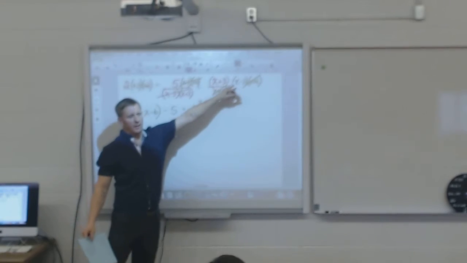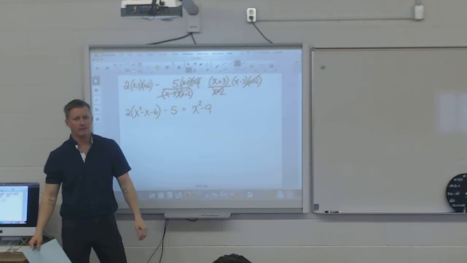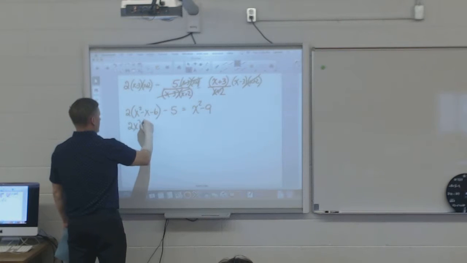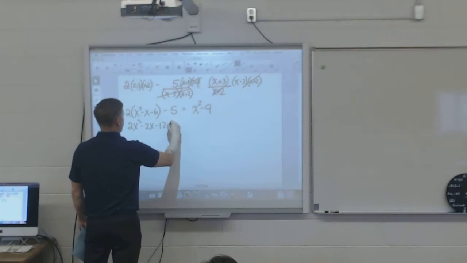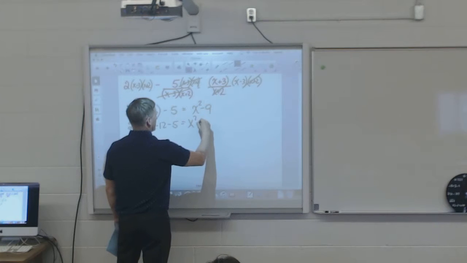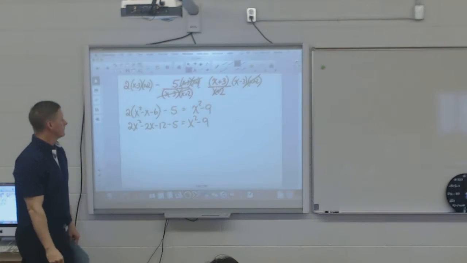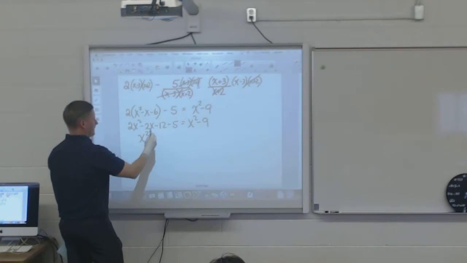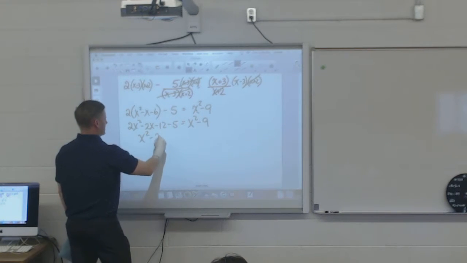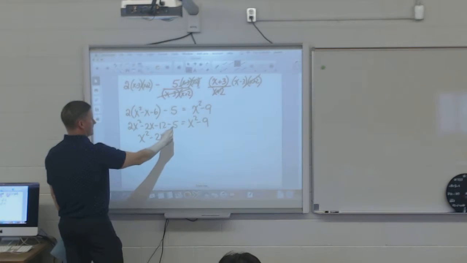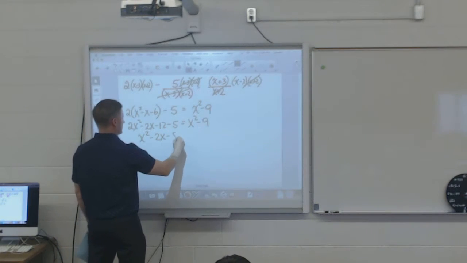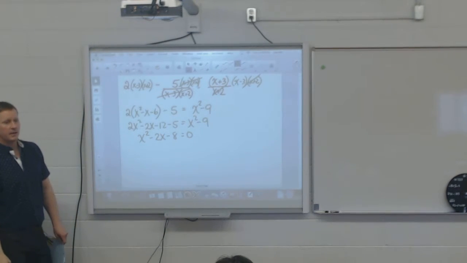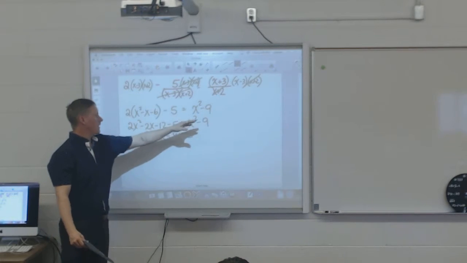That's difference of squares there, right? So x squared minus 9. Multiply my 2 through: 2x squared minus 2x minus 12 minus 5 equals x squared, subtract 9. Get everything to one side: x squared minus 2x, that's minus 17, add 9 gives me minus 8 equals 0. That's just collecting like terms, subtract x squared, add 9.